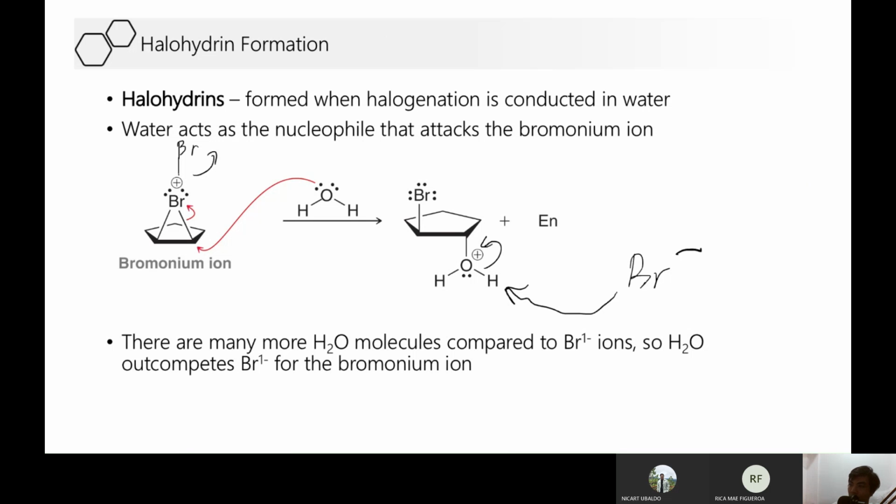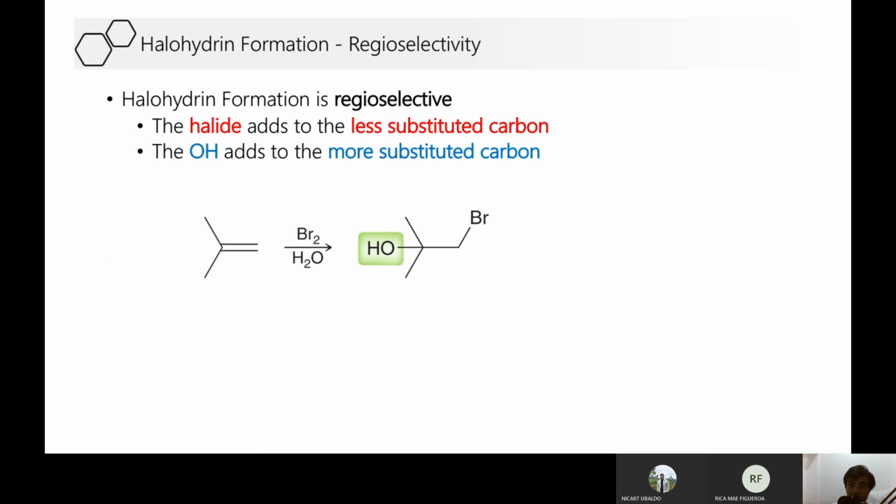However, instead of the bromine or your chlorine attaching to that bromonium ion, yung water yung kakabit, due to the fact that your water outnumbers your halide, no? So mas mauna yung water kumabit. Then ayun, so regioselectivity. Your bromide, your halide will attach to the least substituted carbon. Then your nucleophile will attach to the more substituted carbon.